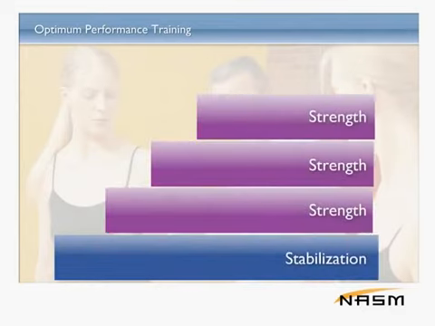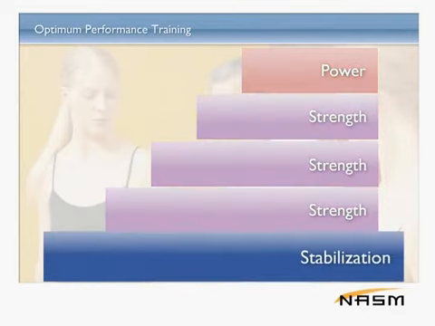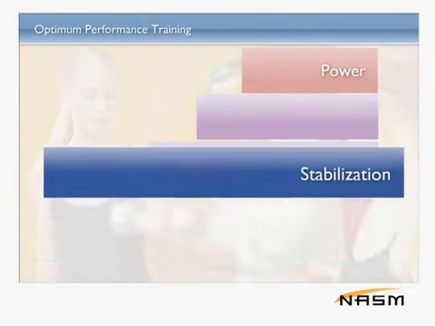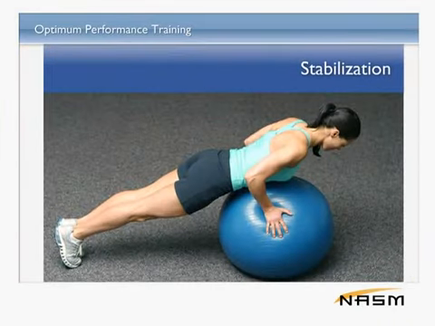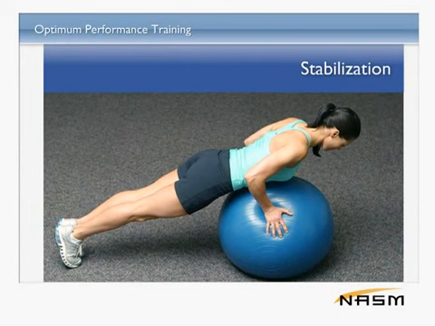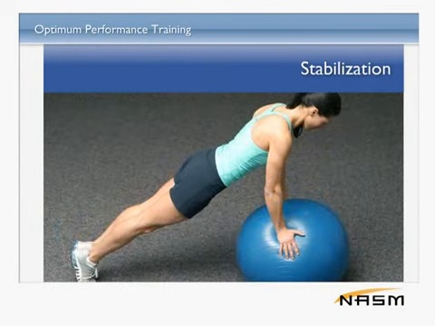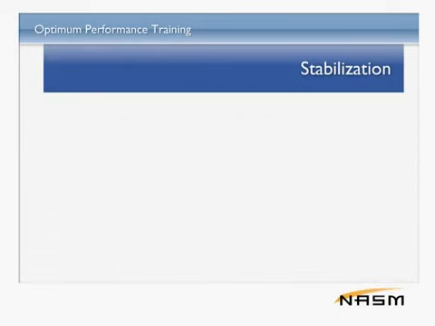Training in an unstable environment, as seen in the stabilization phase of the OPT model, can also increase the training intensity because it requires more motor unit recruitment and muscle activity for joint stabilization. This may also lead to more energy expenditure per exercise.